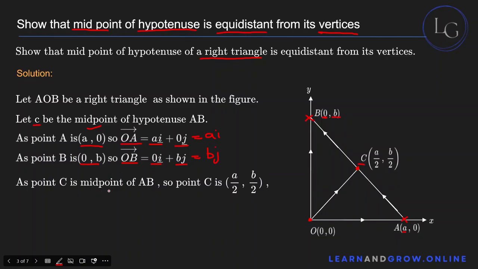And it says that the point C is the midpoint of AB, right? So obviously, since it is the midpoint of AB, on the y-axis, it will lie at the halfway point between OB, b by 2. And at the x point, it would lie at the midway point between OA. So that becomes a by 2. Now, OC, the position vector of C, is equal to a/2 i plus b/2 j, obviously, because these are the coordinates, a by 2 and b by 2.